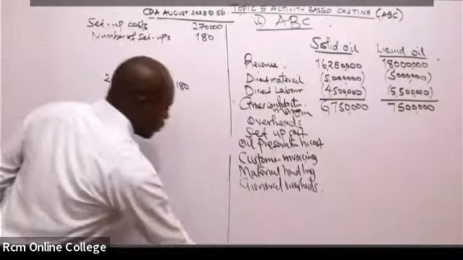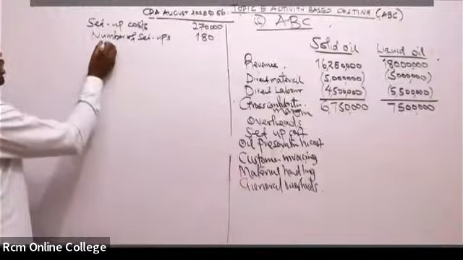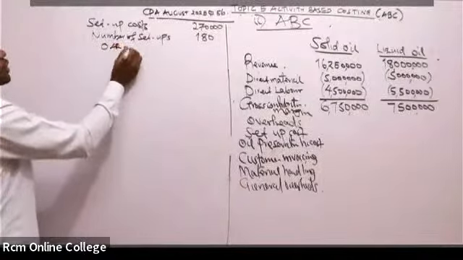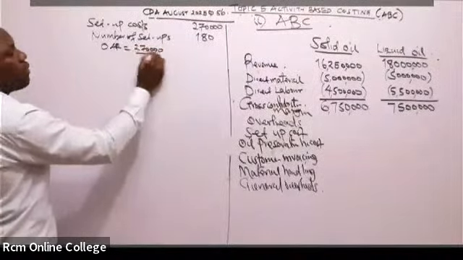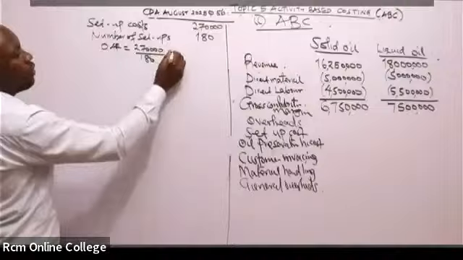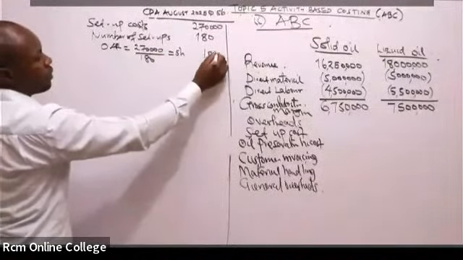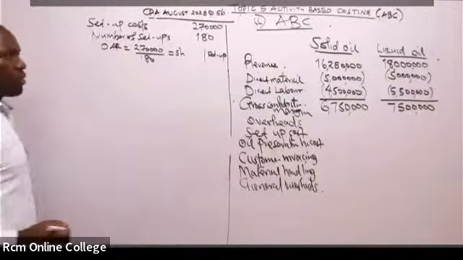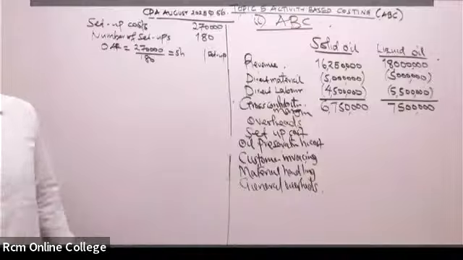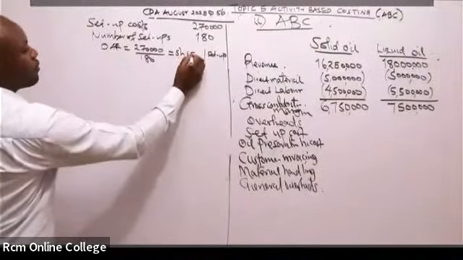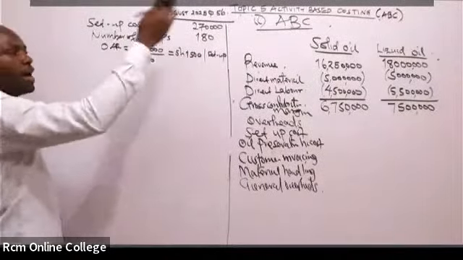So we have 180 setups. Now, with that information, can we get the overhead absorption rate? Overhead absorption rate is equal to budgeted overheads, the 270,000, divided by the number of setups, which is 180. What is the overhead per setup? 270 divided by 180 is 1,500. 1,500 is the overhead absorption rate per setup.